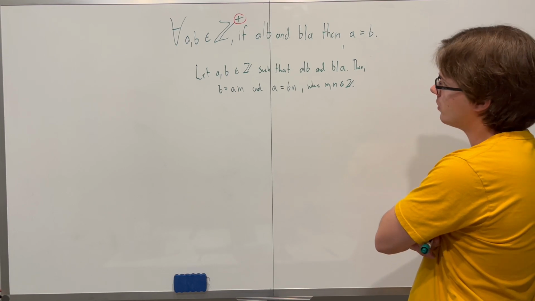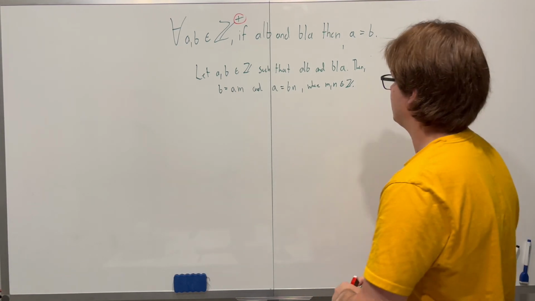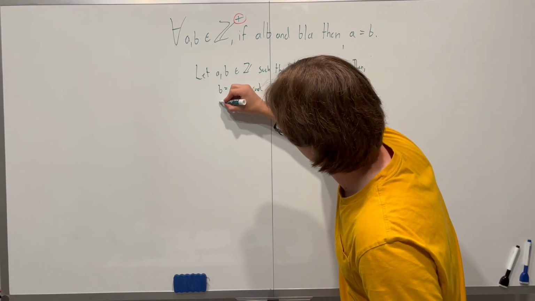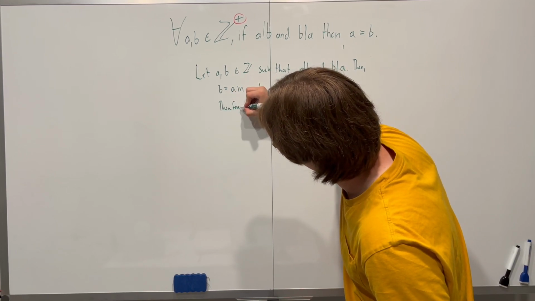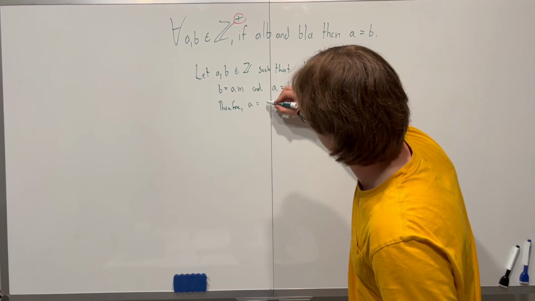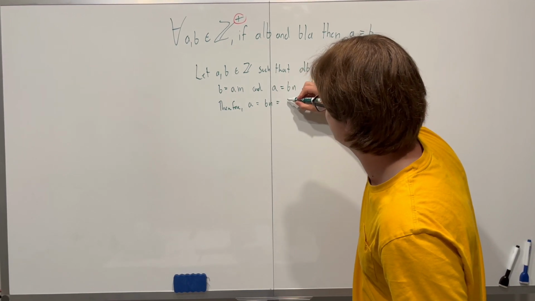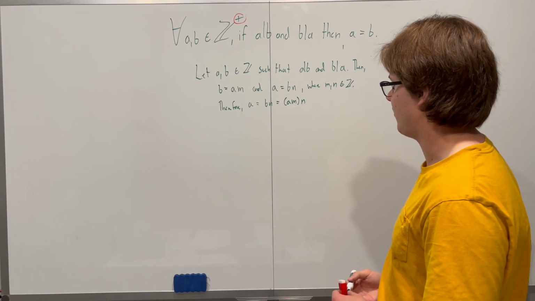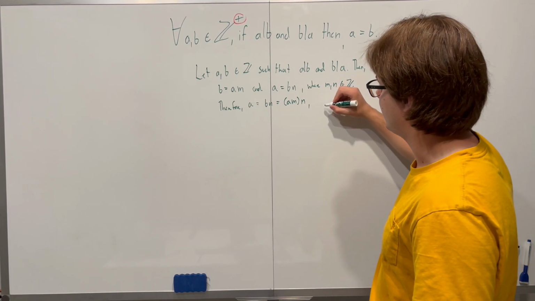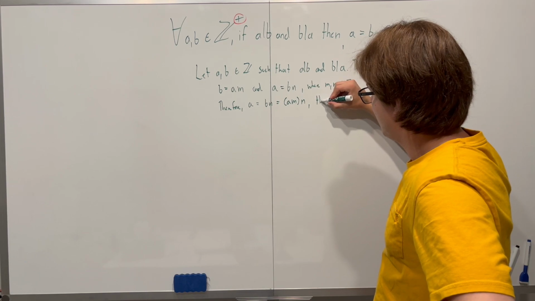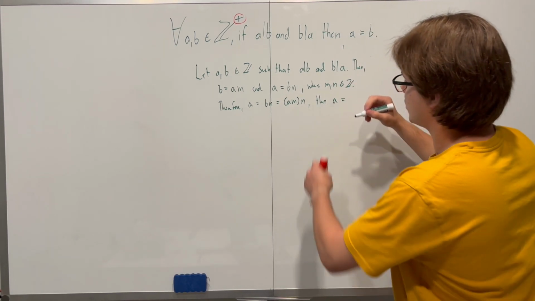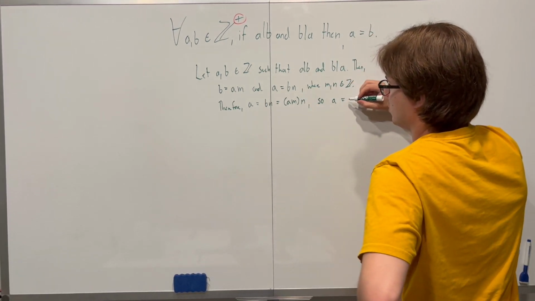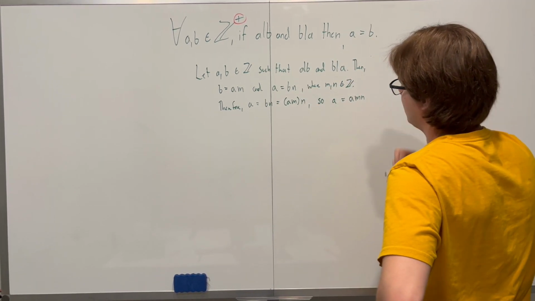So what we're going to do is go ahead and try that, right? That's something you're obviously going to do when you're first writing a proof like this. So let's try that. We can say, therefore, a is equal to bn, which is going to equal am times n. Okay, fantastic. We can then say, so a is equal to a times mn.